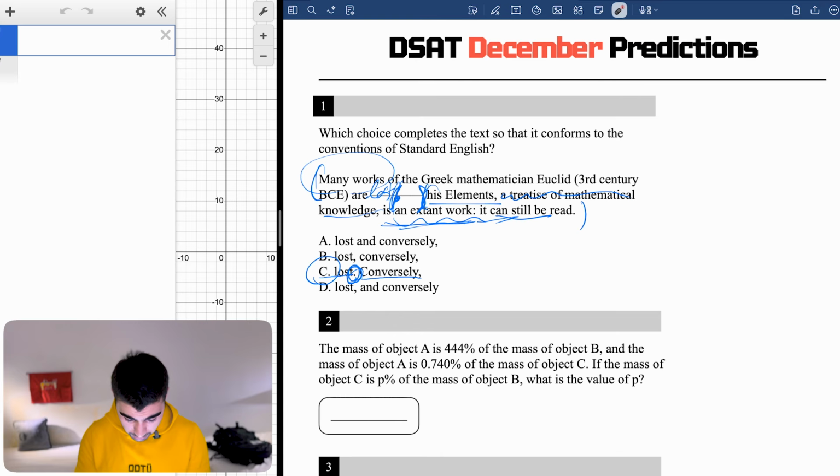And also, when you check the choices, it's only choice C that is dividing two complete sentences. The other ones are a comma, comma, or and. What they're doing is they're not dividing a complete sentence. So only choice C. That's why choice C is going to be the answer for this question.